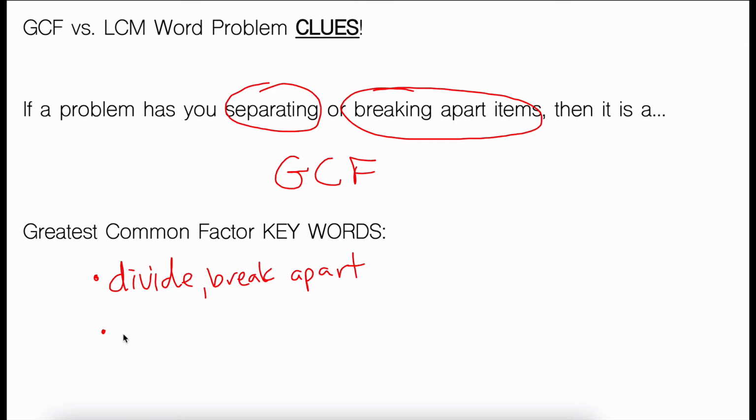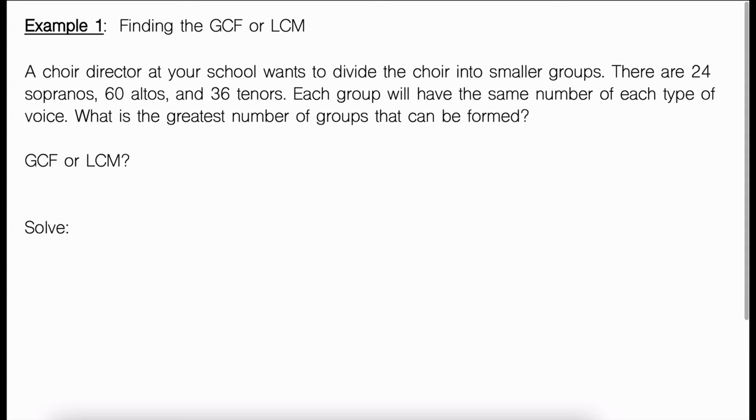Secondly, this might sound a bit duh, but if you see in the problem greatest, or some variation of the word greatest, biggest, most, then this is a key indicator that you've got a greatest common factor problem. A lot of times the question will say something along the lines of, what is the greatest number of groups that can be formed? And actually, let's look at an example word problem right now to see what that looks like.